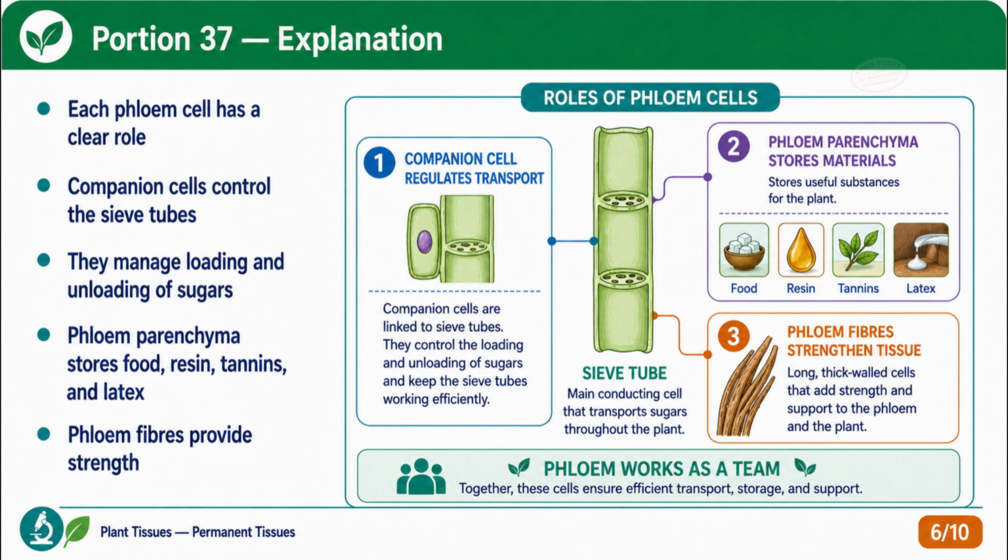Explanation. Each phloem cell has a clear role. Companion cells are special parenchyma cells that control the sieve tubes and manage the loading and unloading of sugars. Phloem parenchyma stores food, resin, tannins, and latex. Phloem fibers are sclerenchyma-like and give the tissue strength.